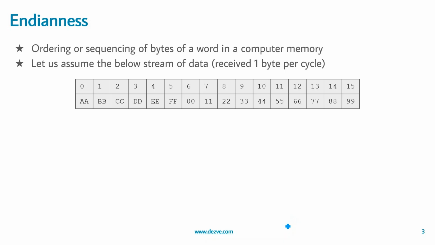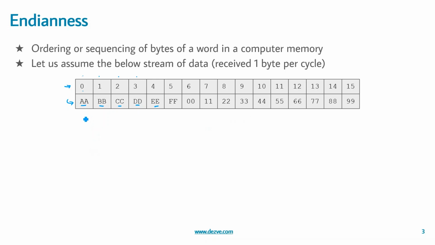Having discussed the memory organization, let us now discuss Indianness. Let us assume this is our time, or basically a clock: clock 0, the 0th cycle, first cycle, second cycle, third cycle, and so on. In each cycle we receive 1 byte of data: AA, BB, CC, DD, EE, and so on. These are all in hex.